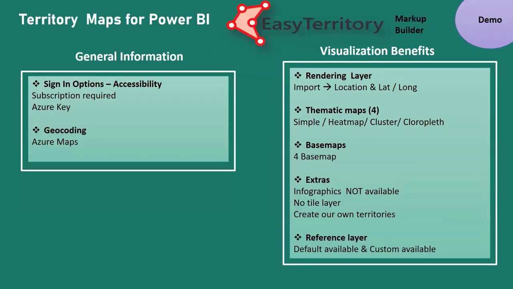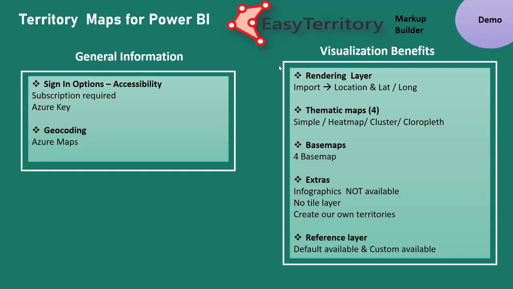And then we have Territory Maps. Territory Maps is a map that needs a subscription, we need an Azure key. It's based on Azure Maps. It's actually an editor based on Azure Maps, and then we can also create our own territories. That is what is interesting about Territory Maps. But let's see now in more detail how these maps are made.